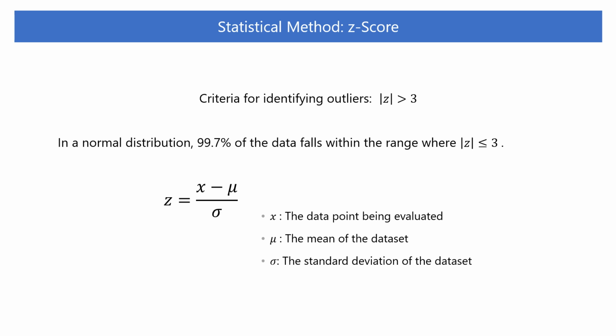In a normal distribution, 99.7% of data falls within the range where the absolute z-score is less than or equal to 3. The concept is to consider data points outside this range as outliers.